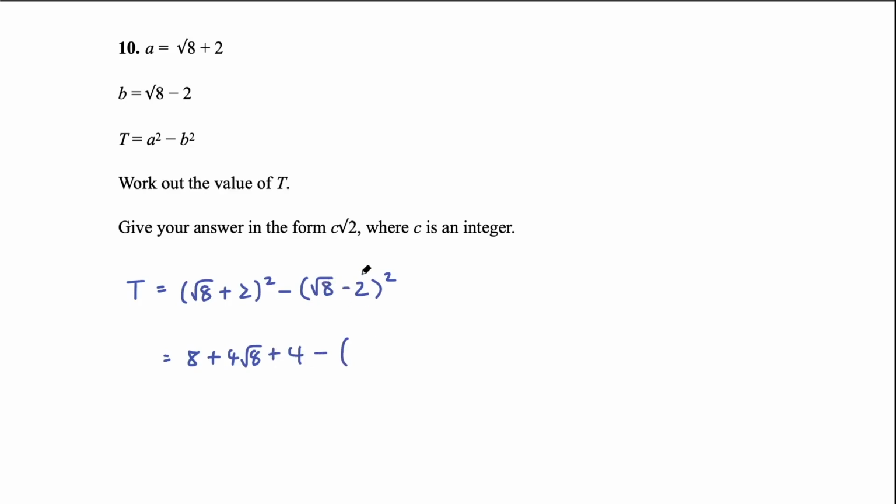and then we need to subtract this expanded. So this will be 8 take 4 root 8 plus 4, and then remember to expand that negative to all of the terms in those brackets. So don't leave those brackets out when you're doing that next line, because then you might make mistakes. So this is going to be 8 plus 4, which is 12 plus 4 root 8, and then subtract 8 plus 4 root 8, take 4.